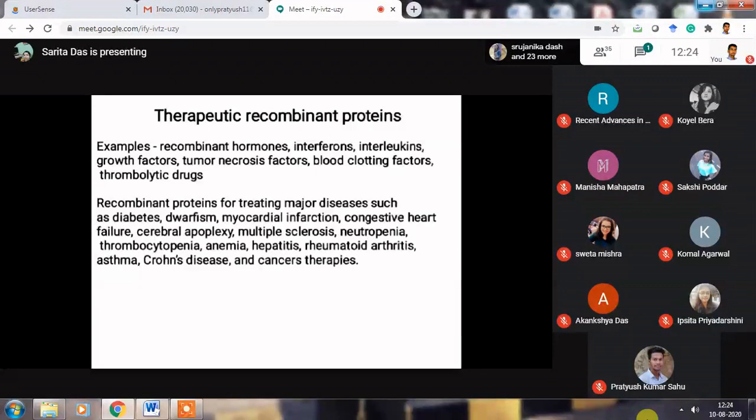I'll briefly explain how important it is to make recombinant proteins, because earlier, before the discovery of humulin, diabetic patients were treated with natural sources of insulin taken from a cow or pig pancreas, which had a little bit of sequence difference, and that was not that effective, and also caused certain allergic reactions.